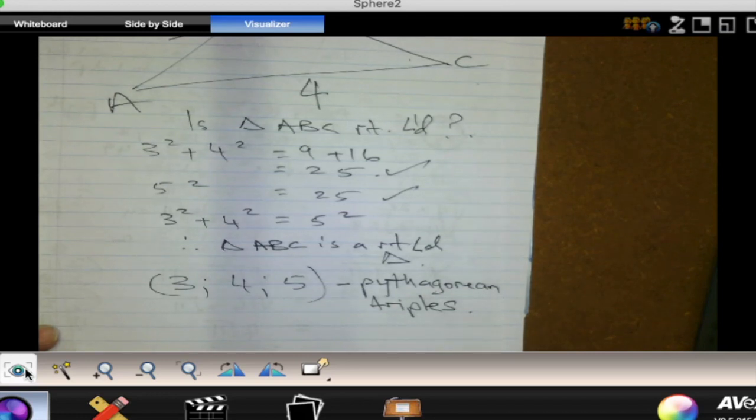So I could ask the same question this way. I could say, is 3, 4, 5 a Pythagorean triple? It is the same thing as saying, is that triangle right-angled? So these are Pythagorean triples. Please take note of the terminology. Okay, then let's check here.